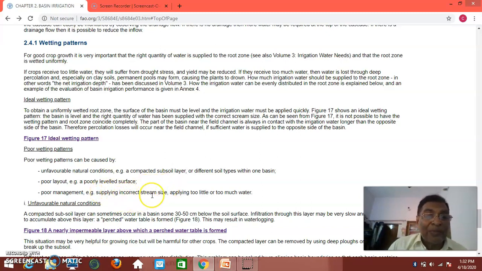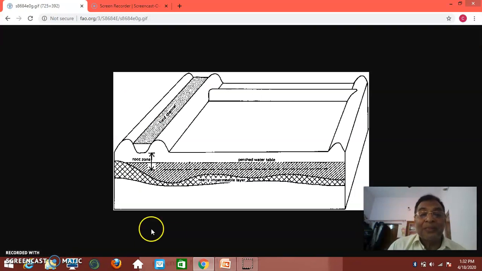Poor management, for example, supplying an incorrect stream size. So you must supply a correct stream size. Applying too little or too much water also creates a nearly impermeable layer above which a perched water table is formed. Sometimes by compacting, a nearly impermeable layer is created and a perched water table is formed. There are advantages and disadvantages to this.